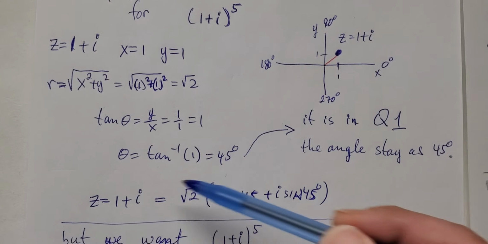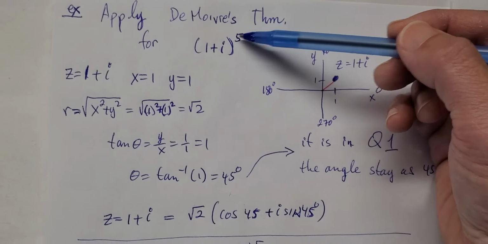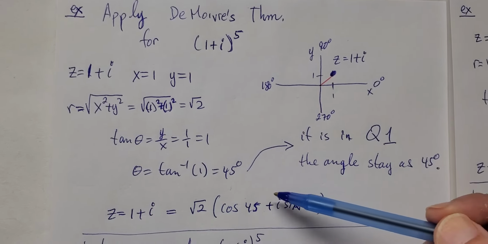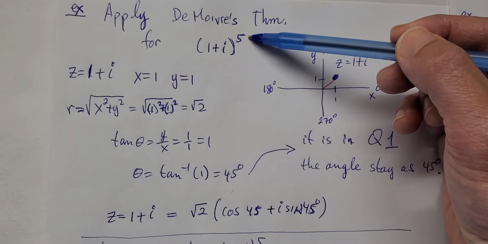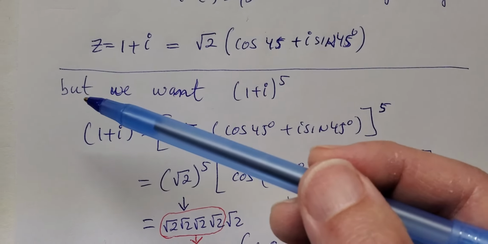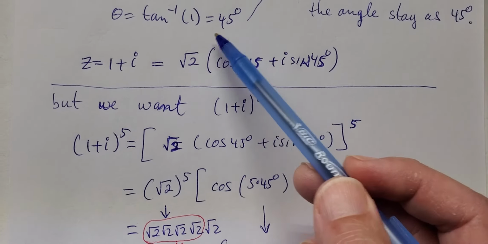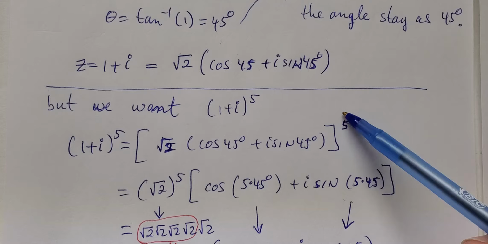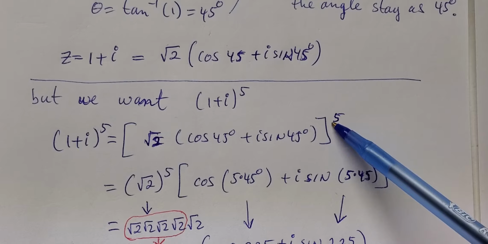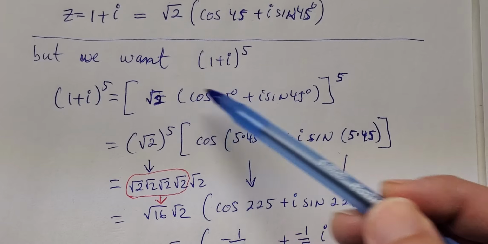However, this is only in first power. What we want to know is fifth power. What I am circling here is first power, and we want this in fifth power. So here's my complex number to the fifth power. Take this whole polar form to the fifth power, and distribute this fifth power to every single part.